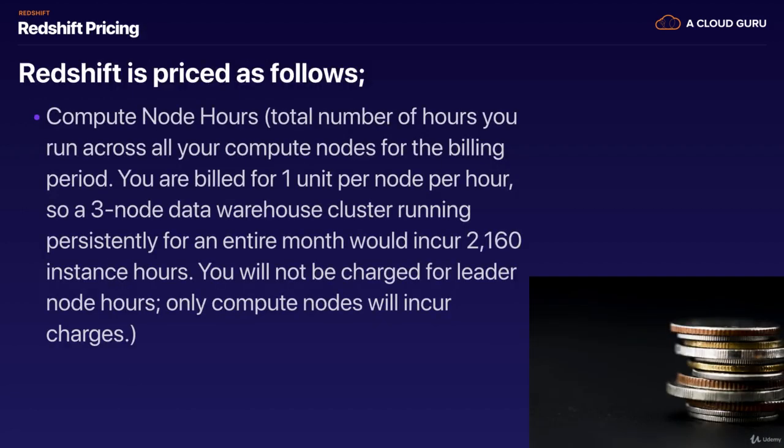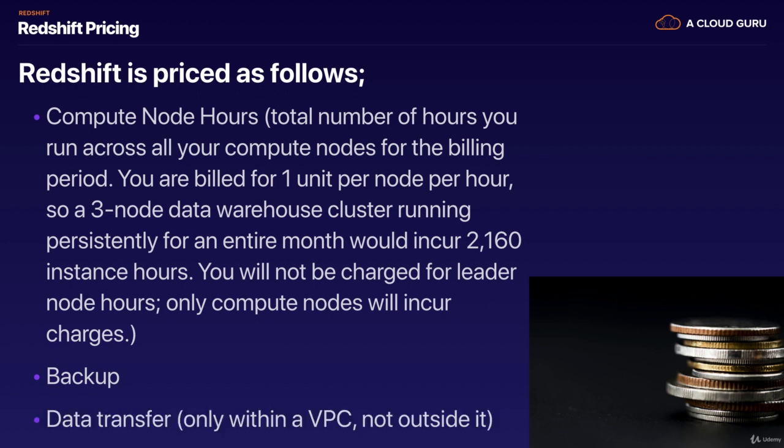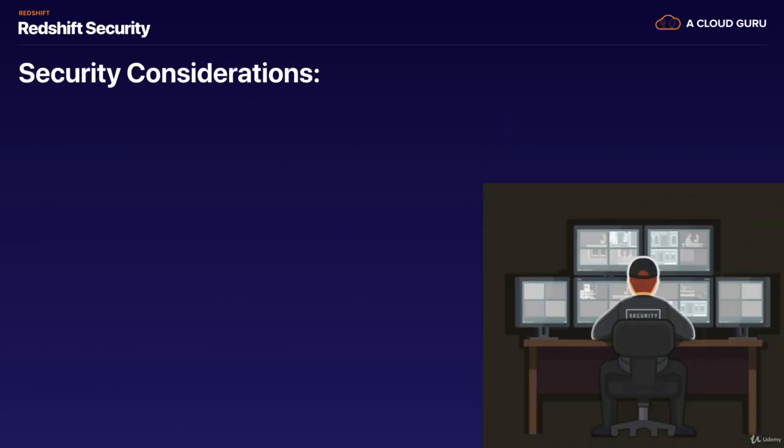The way Redshift is priced is basically on the compute node hours. This is the total number of hours you run across all your compute node units for the billing period, and you're billed for 1 unit per node per hour. So a 3-node data warehouse cluster running persistently for an entire month would incur 2,160 instance hours. You're not going to be charged for leader node hours, only for your compute node hours, so bear that in mind as well. Then you're also charged for your backups and for your data transfer, and this is only within a VPC, not outside it.